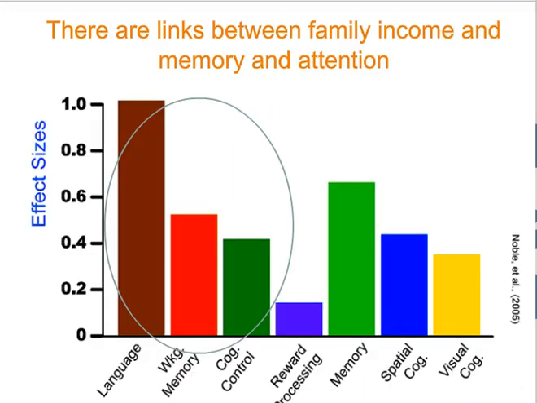But let's look at the impact of poverty on other skills besides language. We know from research that was done about 10 years ago by Kimberly Noble that when children are below the poverty line, they also have, in addition to language, that's that big brown line that you see on this graph, problems with working memory, and they have problems with cognitive control. And I want to explain those to you briefly.